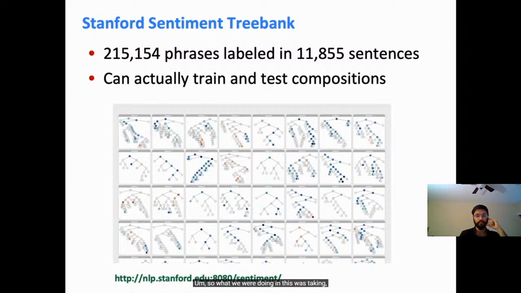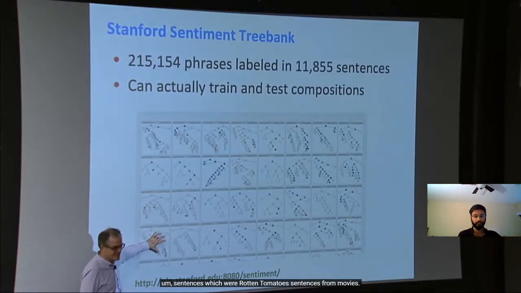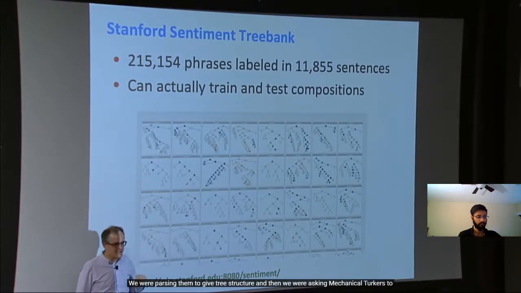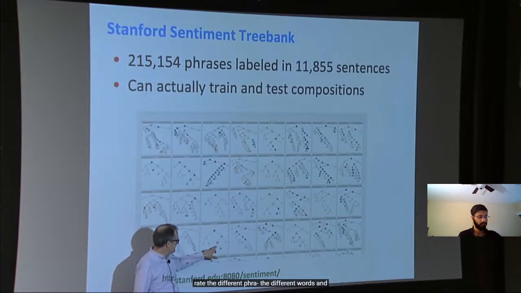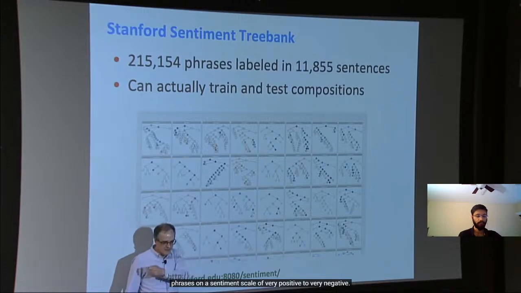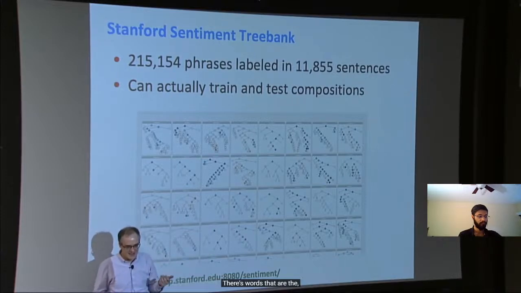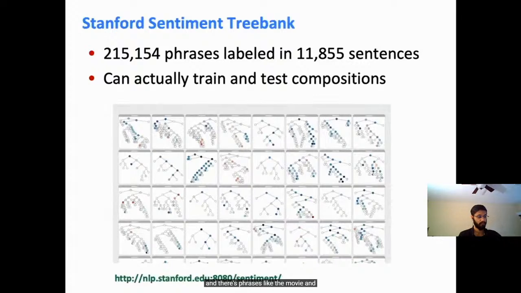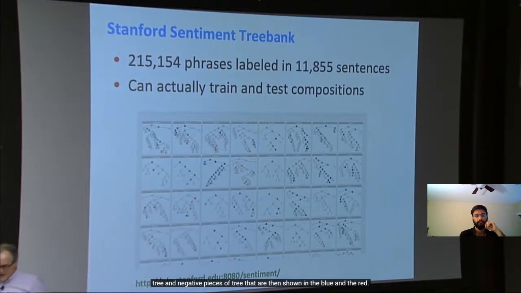So what we were doing in this was taking sentences which were Rotten Tomatoes sentences from movies. We were parsing them to give tree structure, and then we were asking Mechanical Turkers to rate the different words and phrases on a sentiment scale of very positive to very negative. So lots of stuff is white because it's just not sentiment laden, right? There's words like "the", and there's phrases like "the movie" and "the movie was", which don't really have any sentiment. But then you have very positive pieces of tree and negative pieces of tree that are then shown in the blue and the red.